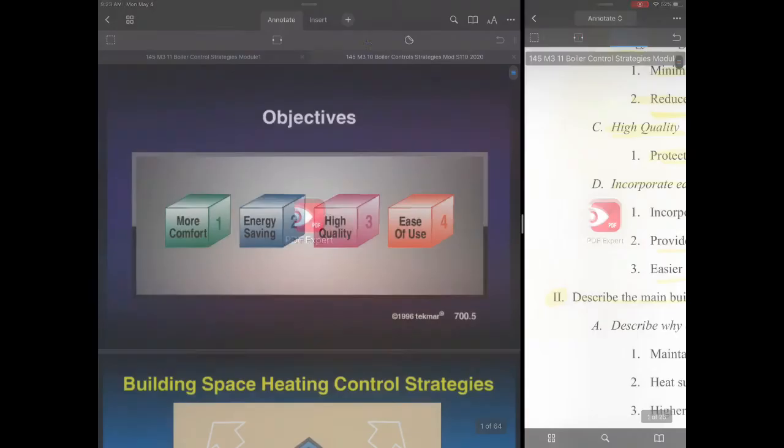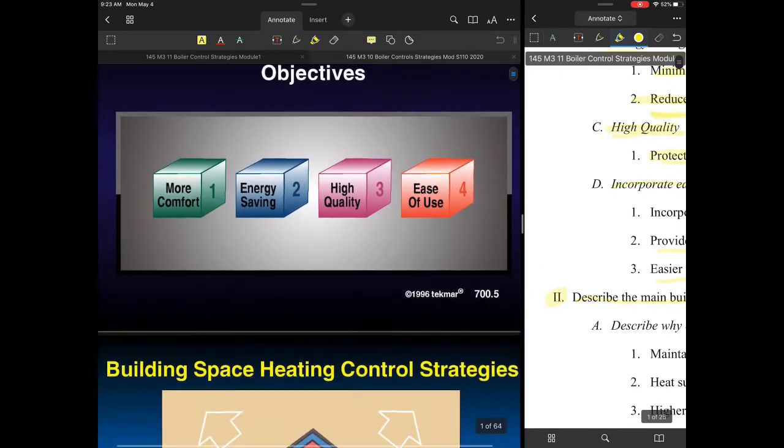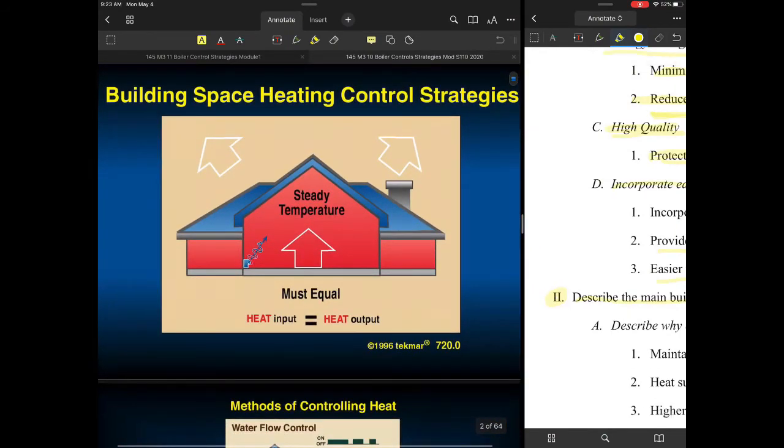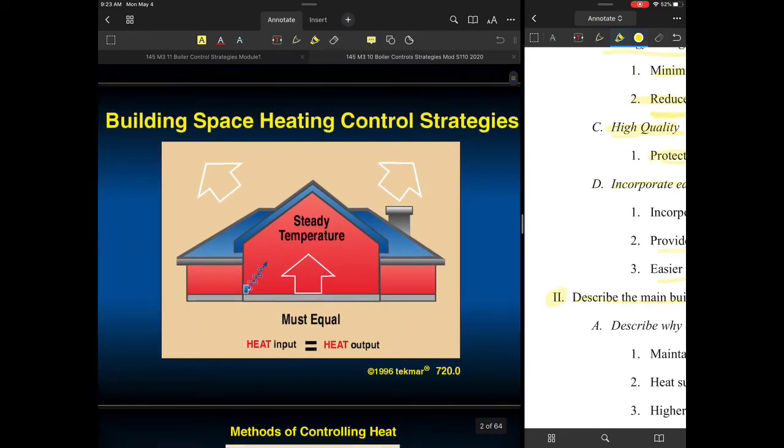The second one, we talk about heat supplied must be equal to the heat lost. So that is challenging to do. It's very challenging to do. So I'm going to slide this on over and hit up on this second slide here. Now specifically, when we talk about the heat input equaling the heat output, this is where the dilemma comes. Now this is the ideal way.